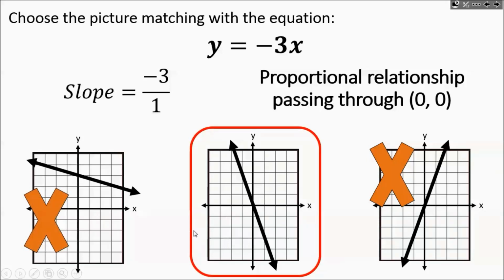Let's just double check the slope. So at 0, 0, this should be down 3, right 1. And if you look, 1, 2, 3, right 1. Or down 3, right 1. It does line up. We'll do another one of these.